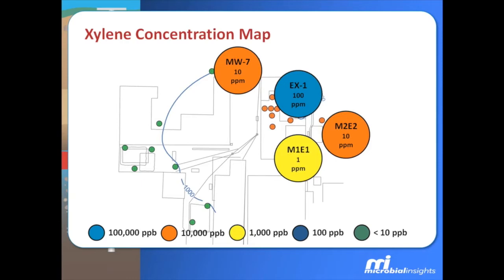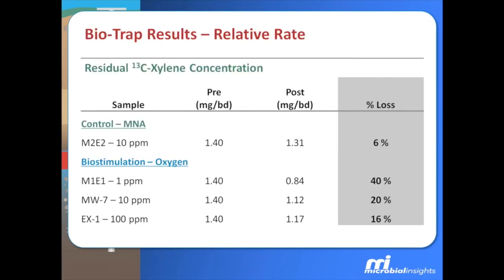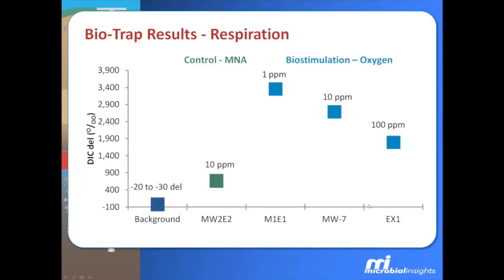Just to show you some results from the site: after retrieving the BioTraps, we knew exactly how much paraxylene was on the beads when they went out the door, and we can also measure the paraxylene concentration on the beads as they returned, and see the amount of loss of paraxylene during incubation. In the control, we've got a 6% loss, but as you can see, 16 to 40% loss in the presence of oxygen. So that's the immediate evidence we have that oxygen is stimulating biodegradation.